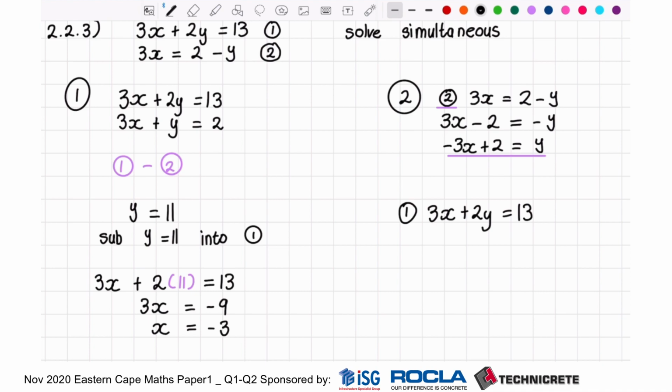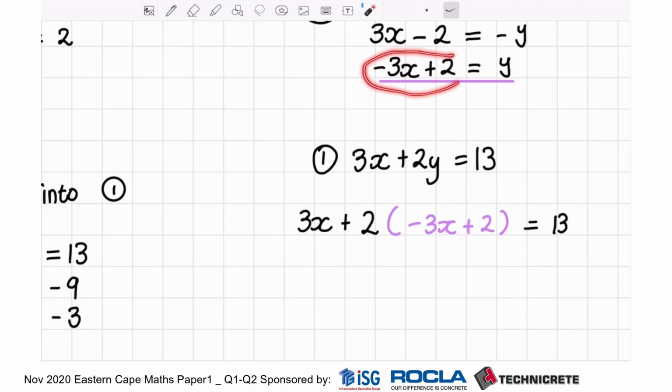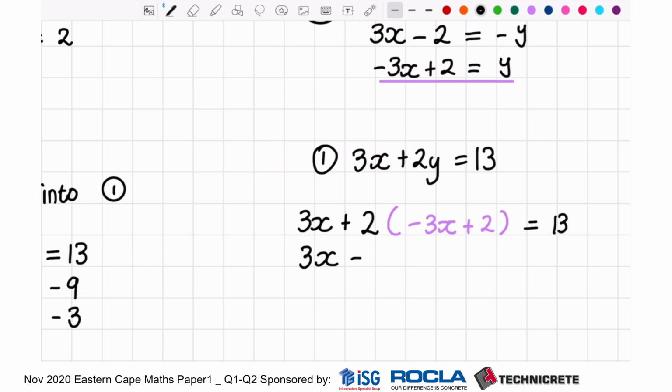And now I want to substitute in this value that I found for y. So my 3x is going to stay the same, plus 2 is going to stay the same. Now instead of y, I'm going to have negative 3x plus 2 is equal to 13. So I've just put this value in there. Okay, and then I'm going to distribute my 2, so I will have negative 6x plus 4 is equal to 13. And then I'm going to simplify my x's on this side, so 3x minus 6x is negative 3x. And then I'm going to take my 4 to the other side, which becomes negative 4, so 13 minus 4 is 9, and x is equal to negative 3.